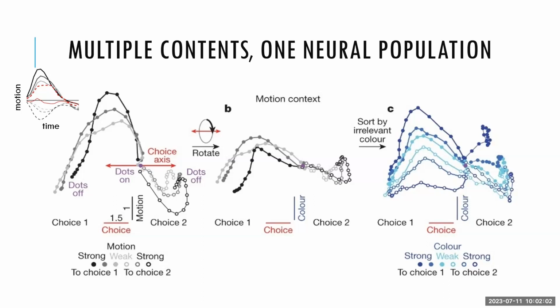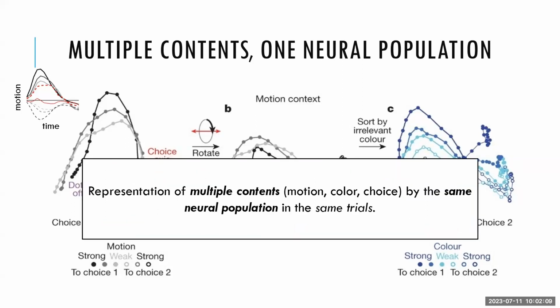So this indeed shows us that this is the color representation, this is the motion representation, and they're happening at the same time. So that's the take home. We have representation of multiple contents here. We show the motion, color, choice. They have even more things in the paper, and it's done by the same neural population. Here it's a prefrontal population.